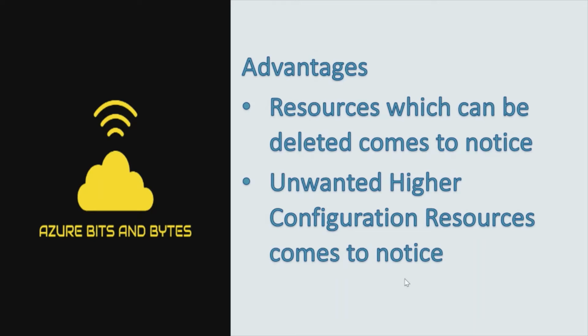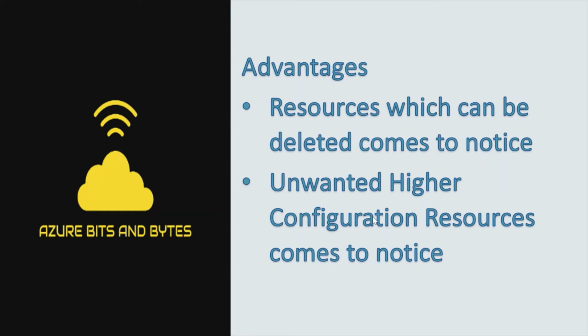Second is that unwanted higher configuration resources come to notice. Similar to the first case, but here maybe for a particular use case when your CPU utilization was more than 90%, you changed the configuration of your virtual machine or cluster to a little bit more in order to suffice your CPU and have more input and output. But that requirement was specific to a particular period. After that, you are always underutilized because your configuration is much higher than needed, so you are paying unnecessarily for what you are not using. Even those resources will come into the picture, and you can take action like reducing their configuration. Similarly, there are a lot of advantages of setting up budgets.